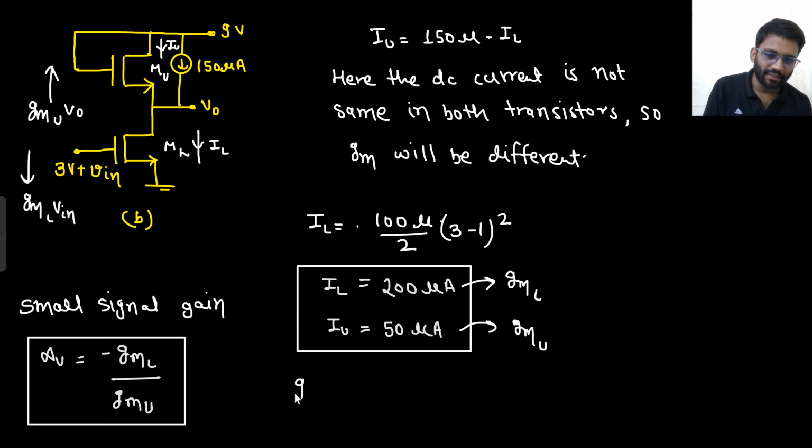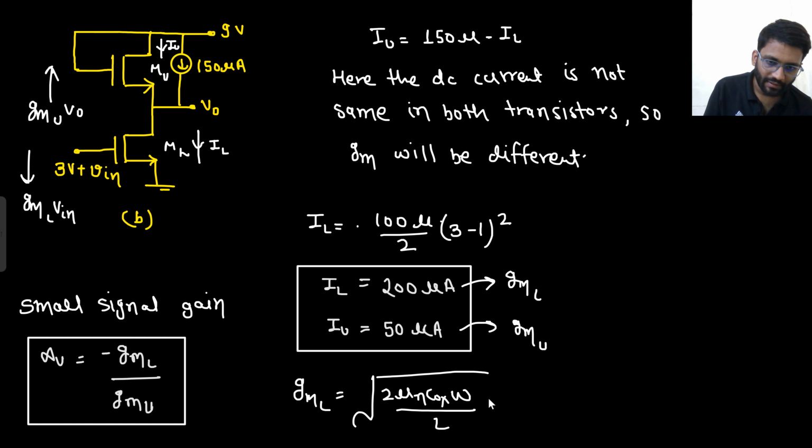So what I see here is, what is my GM? That is root 2 mu n COX W by L ID. This is a GM value, neither GML nor GMU. This is a GM value. For both of the transistors, MU and ML, the mu n COX W by L value is the same. The only difference is ID.